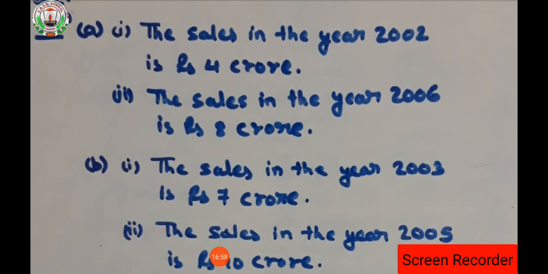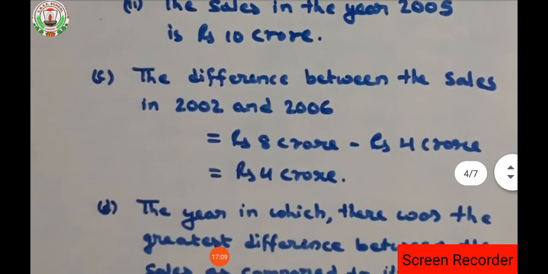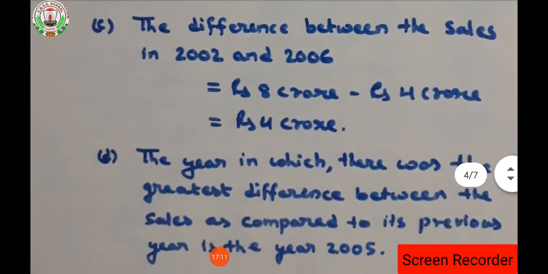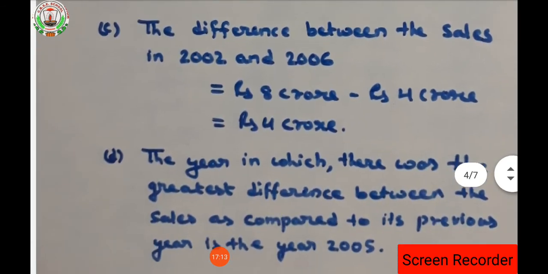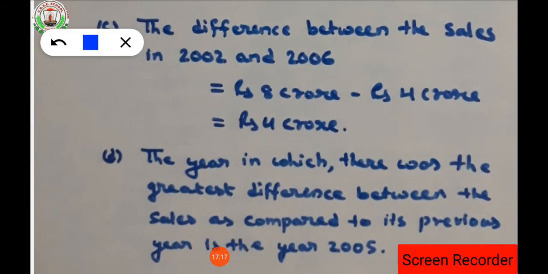C and D are still left out. So please note down the answers in your copy. Clear? Have you understood A and B part of the solutions? Okay, then let's look at the C and D part of the question. In the C part, as I told you, it is asking to compute the difference between the year 2002 and 2006.